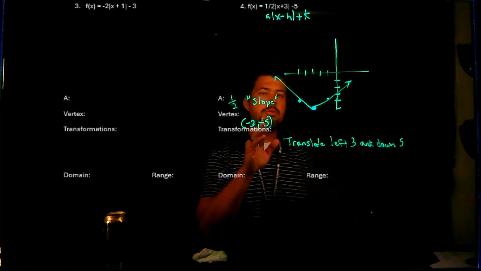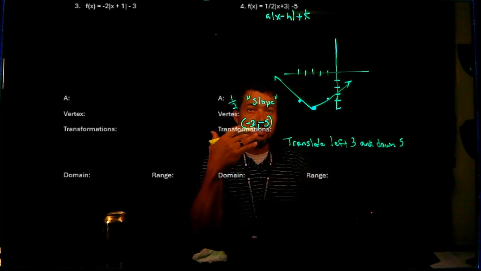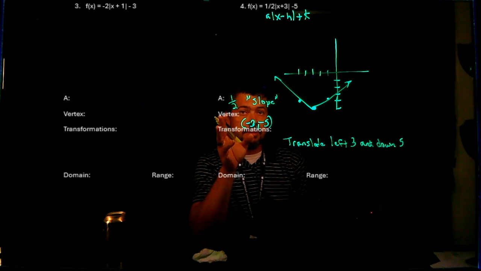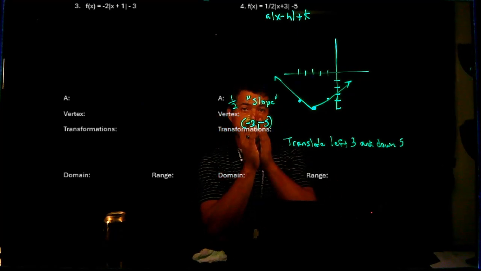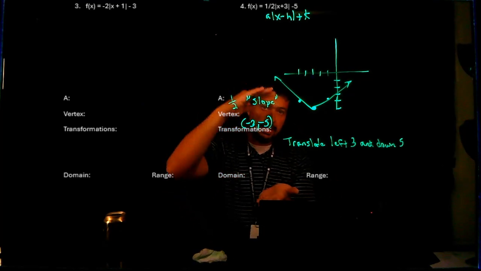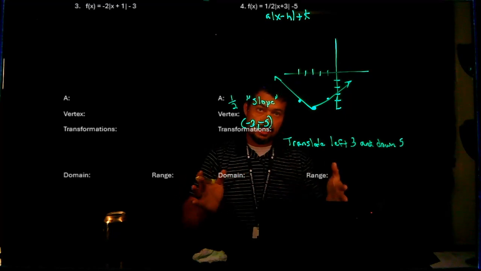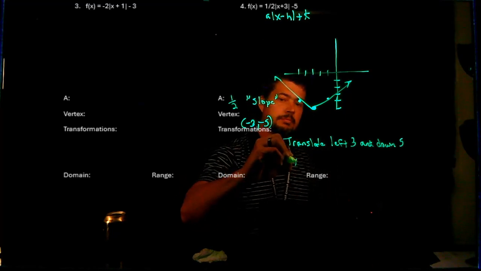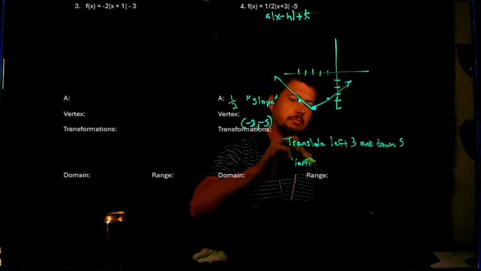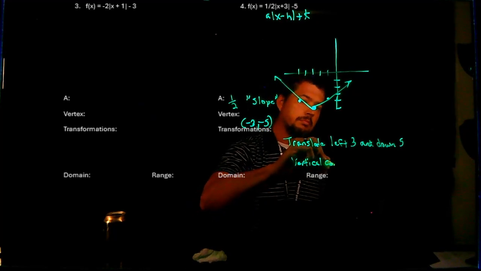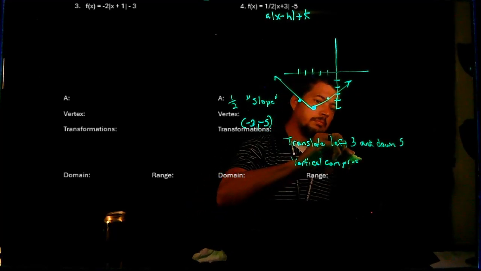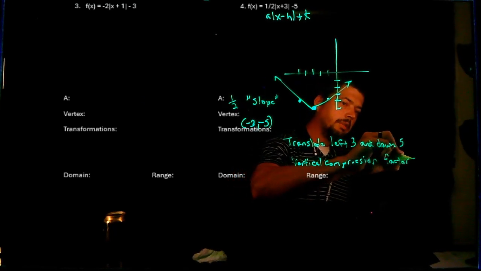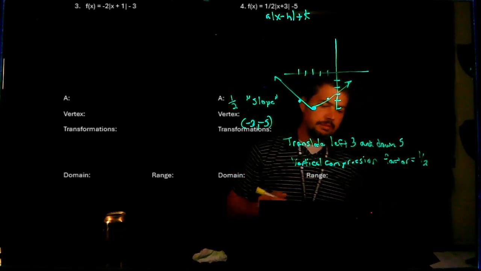So we had a horizontal translation left 3 and we had a vertical translation down 5. A is not 1, so something happened. What happened is the thing got wider. Now, if you push down on something, it gets flatter, right? So we had what's called a vertical compression. And the factor is 1/2.